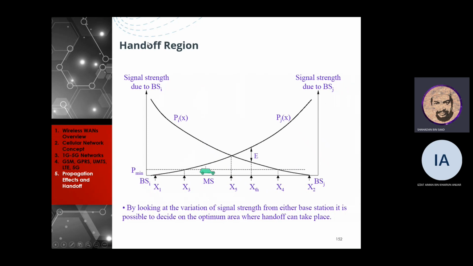Okay, macam mana handoff? Kita akan tengok view on strength lah. Strength tadi kan BS1, BSI dengan J. Macam mana dia nak tukar sel tu kan, ataupun BS tu kan. Okay, so ni contoh tengok ada kereta, dia masih lagi strength dia kat mana kan. Okay, bila dia dah tukar, so dia akan pergi dekat BSJ pula kan. Okay, by looking the variation signal strength from either base station, it is possible to set an optimum area where handoff can take place.